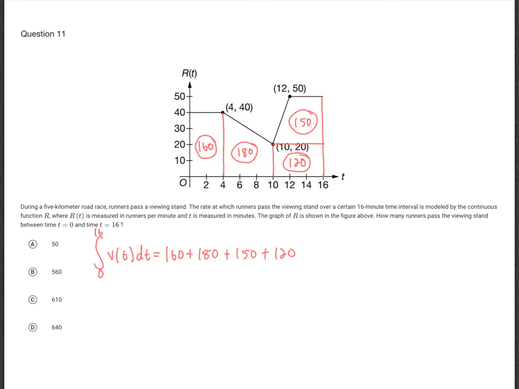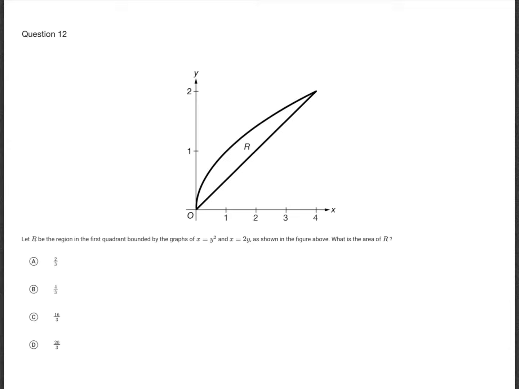Okay, that's it. Okay, so this says let R be the region in the first quadrant bounded by the graphs of x equals y squared and x equals 2y. That's shown in the figure above. And they ask for the area. One thing, this is the graph of x equals y squared, this curved one, and then this is the graph of x equals 2y. So they're already solved for x. If they were already solved for y, we would probably have kept it in y. But these are already solved for x, so we'll just keep it in terms of x.